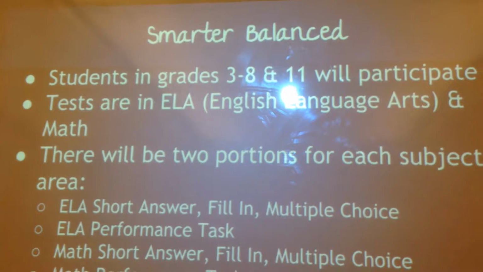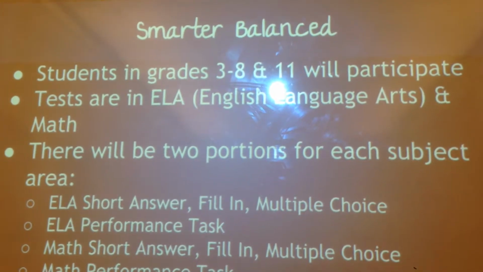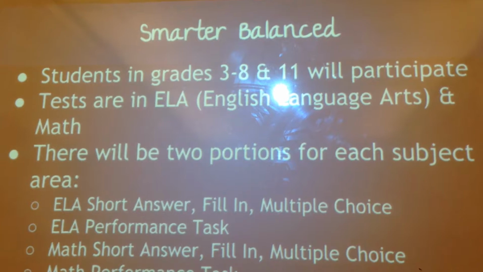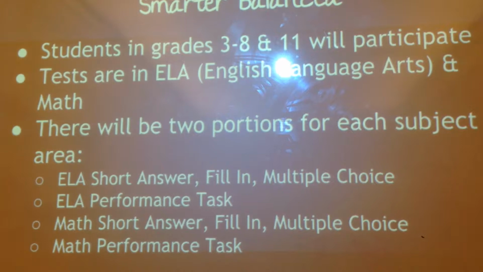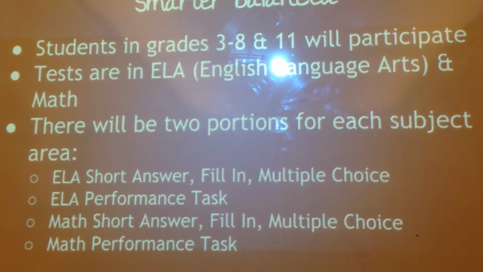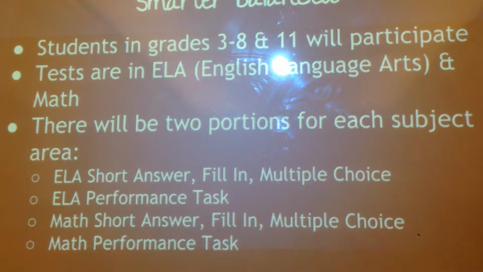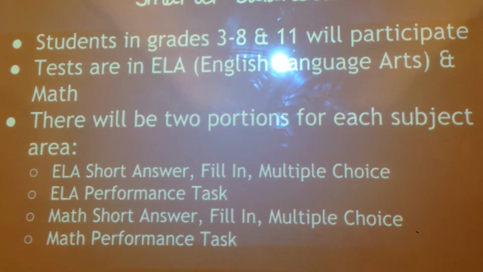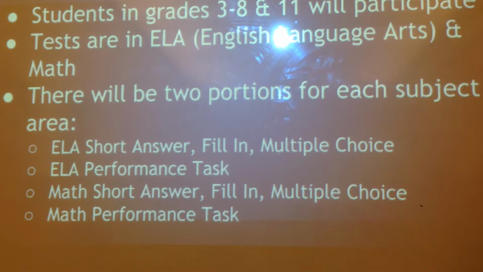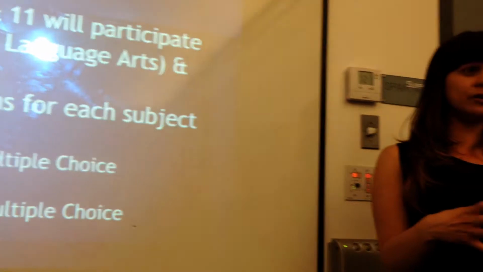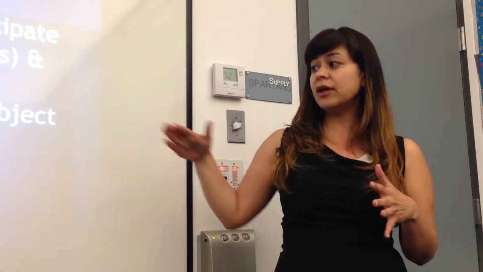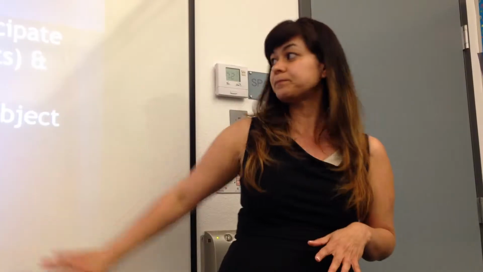All students in grades 3 to 8 and grade 11 will be participating in Smarter Balance. The tests are in English Language Arts and Math. There are 2 portions for each subject area. For English Language Arts, one of the tests is multiple choice, short answer, fill in the blank. The other test is the performance task. The performance task gives the kids an opportunity to do a teacher-centered activity, then a small group activity, and then an individual activity on the actual test. They'll have both of these for each subject area.